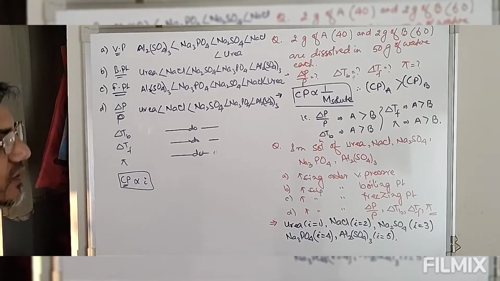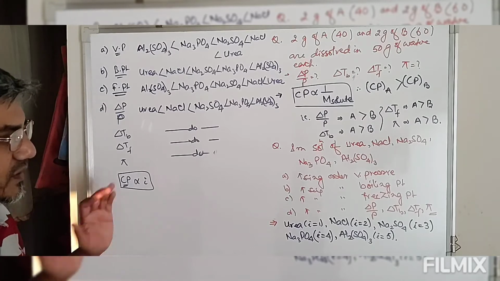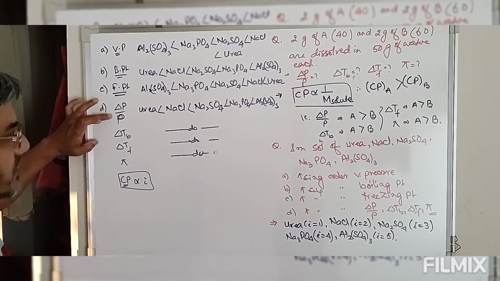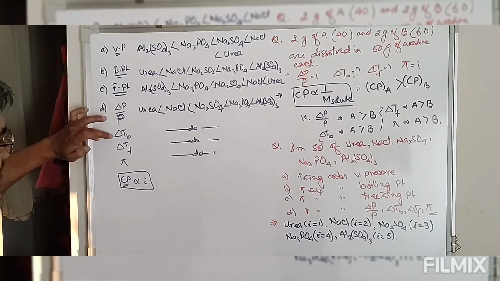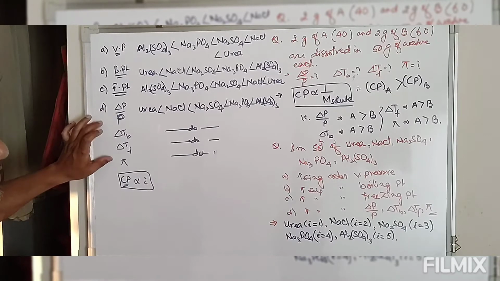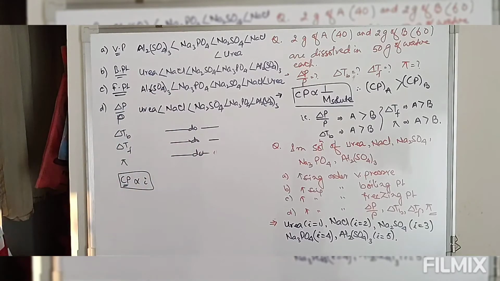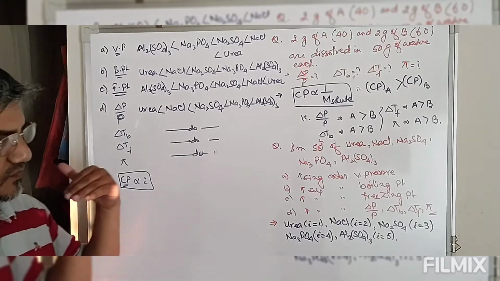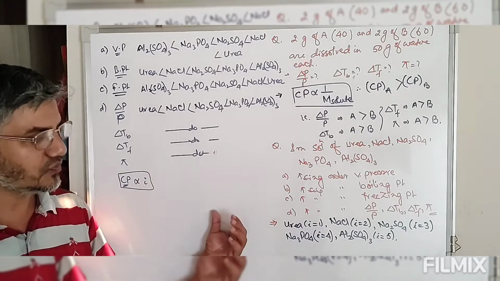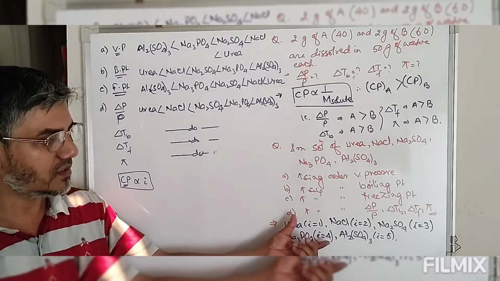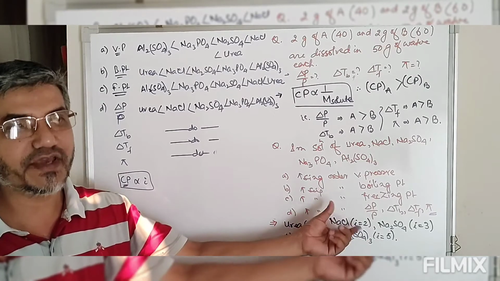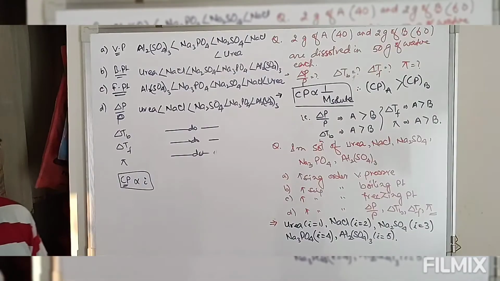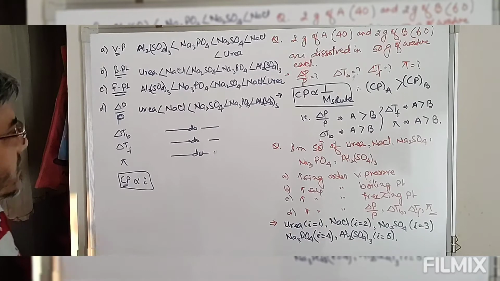So as the Van't Hoff factor increases, the colligative properties, relative lowering of vapor pressure, elevation in boiling point, depression in freezing point, and osmotic pressure of the solution also increase. So for these types of solutions we have to compare the Van't Hoff factor i values. So this is another question.